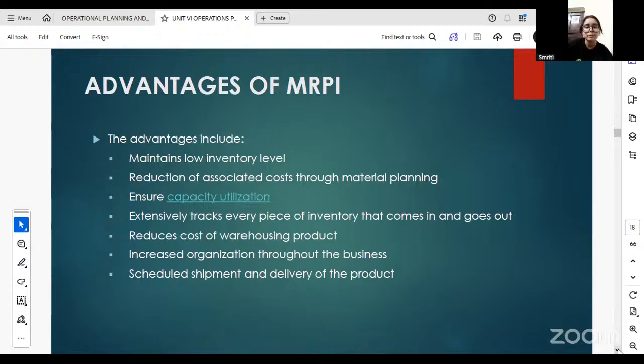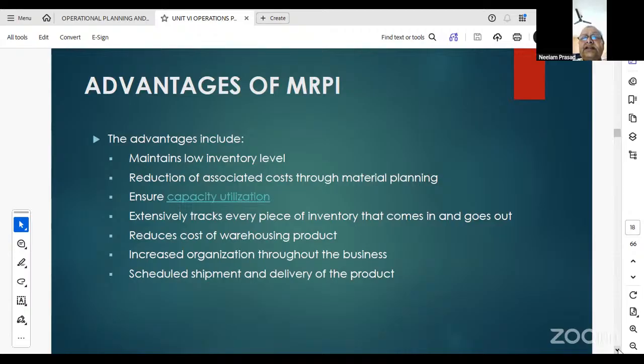Advantages of MRP1. The advantages include maintains low inventory level, reduction of associated costs through material planning, ensure capacity utilization, extensively tracks every piece of inventory that comes in and goes out, reduces cost of warehousing product, increased organization throughout the business, scheduled shipment and delivery of the product. So these are the advantages.